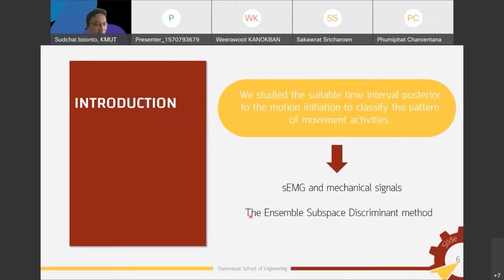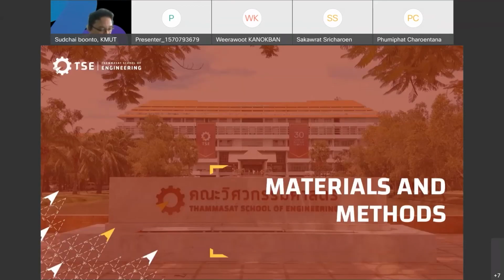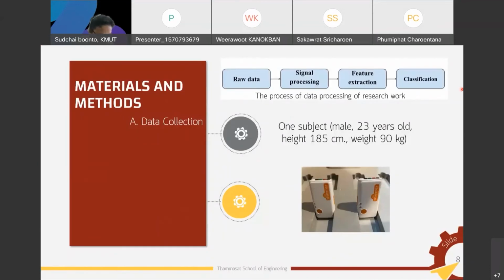The ensemble subspace discriminant was employed as the classification technique. Right, let's move on to the material and method. Our research methodology overview can be illustrated as the box diagram. There are 4 main stages, including data collection, signal processing, feature extraction, and classification.